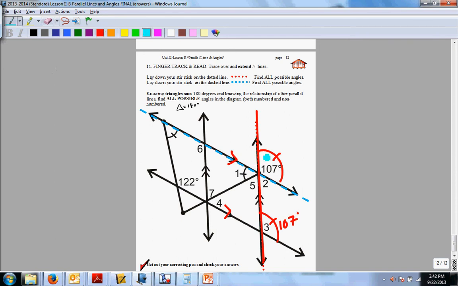Excuse me, 107, not 103. Now here, these guys are alternate exterior. It's also vertical there, so this is 107. But wait, there's no number there. Doesn't matter. I say find all possible, whether or not it's numbered.